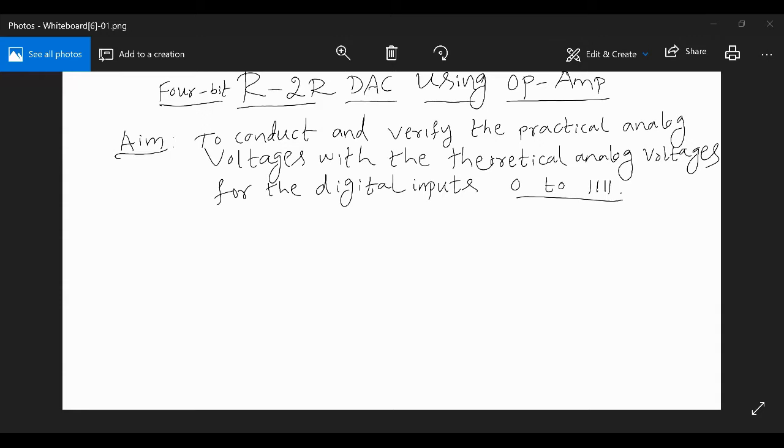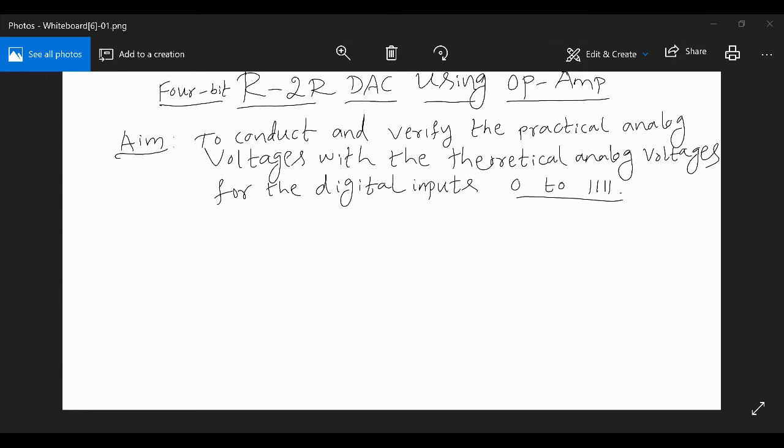This problem could be overcome by using R2R DAC, in which we use only two resistors. One is R, the other one is 2R. As the number of bits increases, even in this case, the number of resistors we use in the circuit will increase. But the number of different values we use is only two, that is R and 2R. This is the most advantage of this R2R DAC.